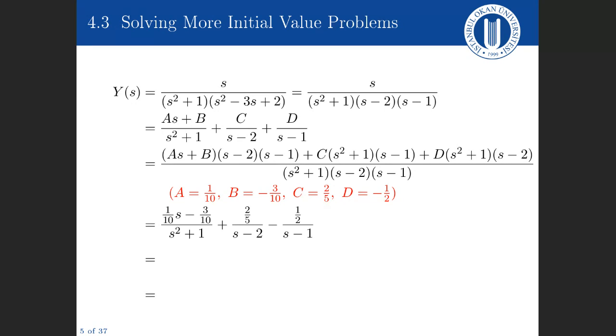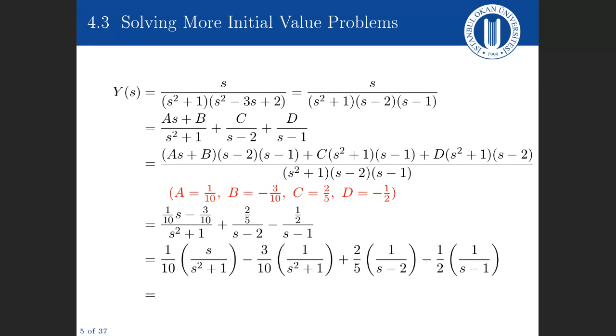We'll split this up some more. We'll split this up as 1 over 10 multiplied by s over s squared plus 1, because s over s squared plus 1 is on our table of elementary Laplace transforms, minus 3 over 10, 1 over s squared plus 1, again, 1 over s squared plus 1 we can find on our table, plus 2 over 5, 1 over s minus 2, this function we can find on our table, minus a half, 1 over s minus 1, because this is on our table.